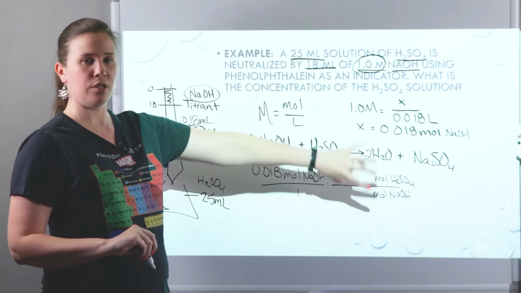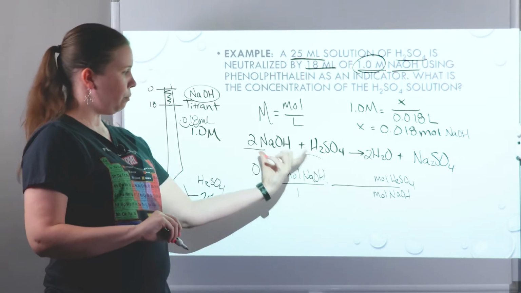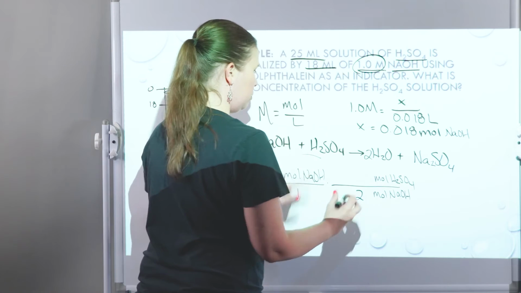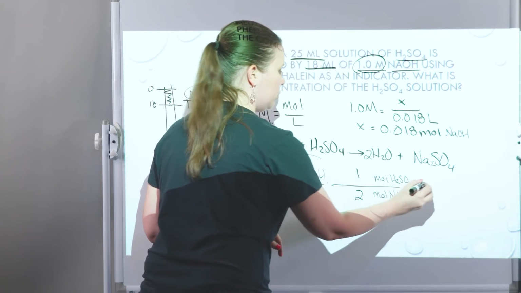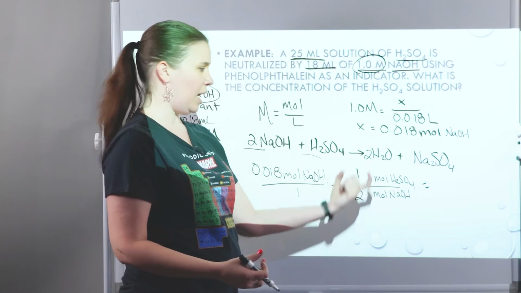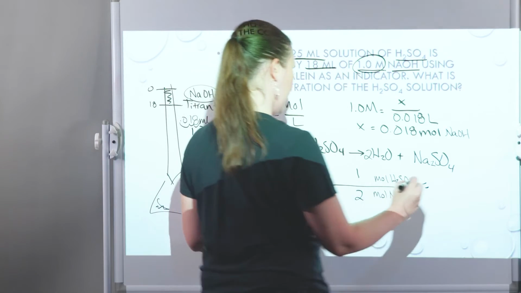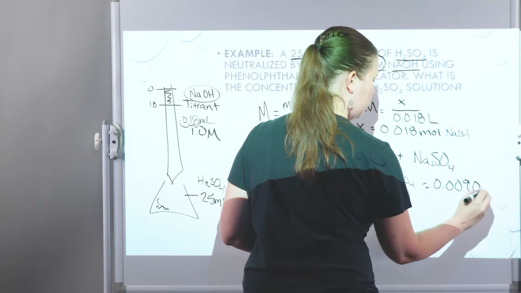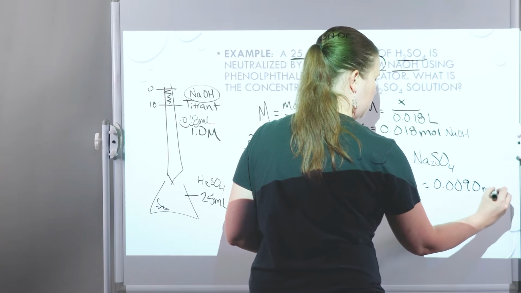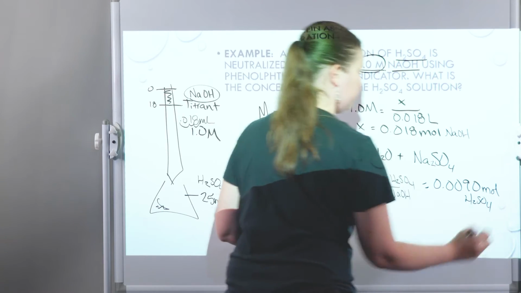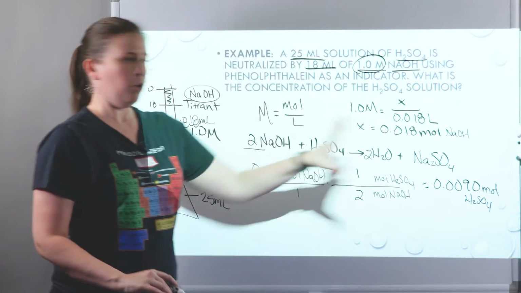So where do the numbers come from in a mole ratio? Balanced equation. So the sodium hydroxide, there were 2 moles, whereas the sulfuric acid, only 1 mole. So I need to basically cut my moles in half in order for it to be the moles of acid. So it's going to be 0.0090, watch your sig figs, moles of H2SO4. We are almost there.